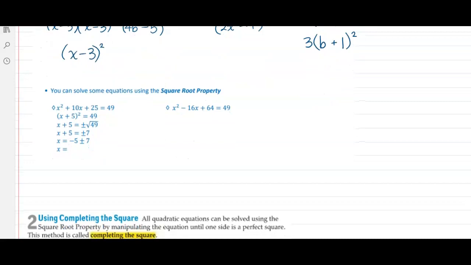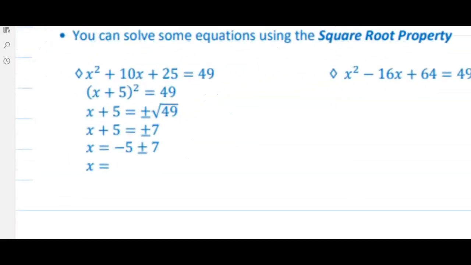This becomes really helpful when you have quadratic equations like this first example. We can take this entire expression on the left and rewrite it as x plus 5, the quantity squared. x plus 5 times x plus 5 gives me x squared plus 10x plus 25. Then, to solve this, to get rid of this square, I would take the square root of both sides, which gets me to my next step.